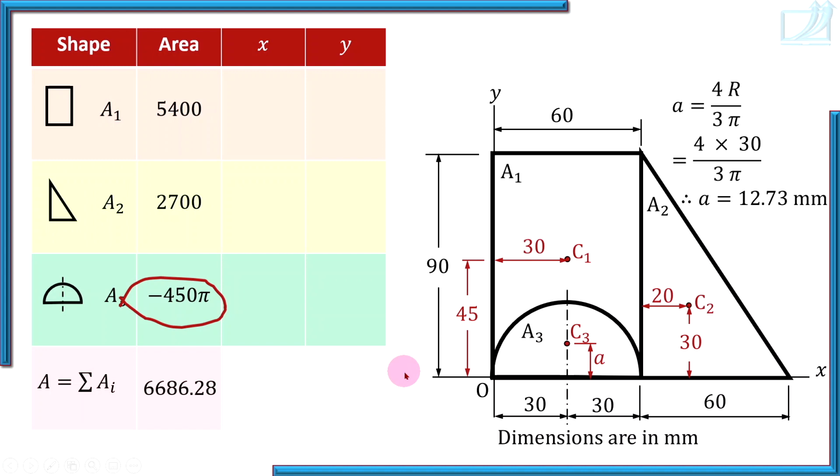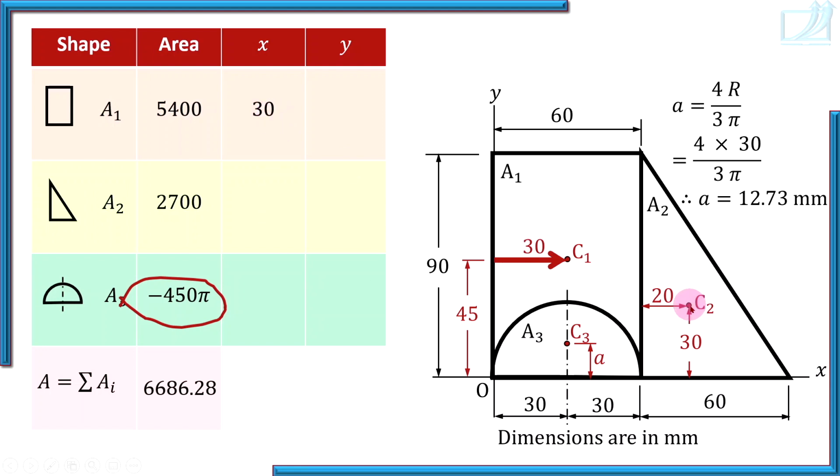Now horizontal distance of C1 from y-axis, that is x coordinate. X coordinate is horizontal distance from y-axis. That means you must know where is y-axis. So when you write x coordinates of all centers, first of all be sure about y-axis, and then from y-axis one by one check distances of centers and put in this column. So C1, what is horizontal distance of C1 from y-axis? It is 30 millimeters, and it is on the right side of y-axis, so positive 30.